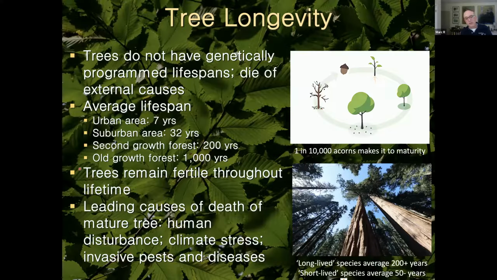So the average lifespan of a tree, it's really interesting to see the effects of human activity on trees, because in an old growth forest, the average lifespan is 1,000 years, and here are some of those big old redwood trees. And that's what it was like when the Europeans came over here. There were trees all around, throughout the United States, that old. But of course, the forests have been logged multiple times. So your average second growth forest tree lifespan is about 200 years, because of human development, logging, and other human-induced causes. In suburban trees, it's only 32 years.